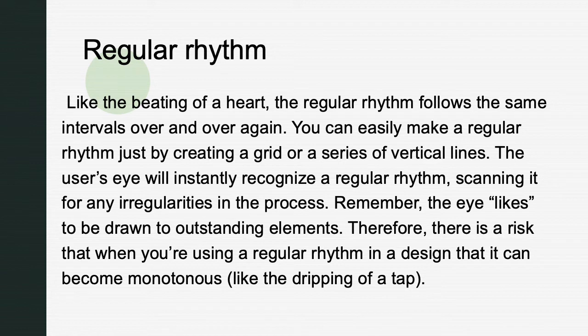Now, next one is regular rhythm. The common example of regular rhythm is a heart. Like the beating of a heart, the regular rhythm follows the same intervals over and over again. You can easily make a regular rhythm just by creating a grid or a series of vertical lines. The user's eye will instantly recognize a regular rhythm, scanning it for any irregularities in the process. Remember, the eye likes to be drawn to outstanding elements.